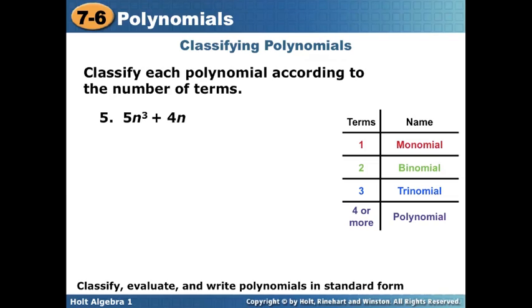Example number 5. Write on your paper classifying. So when you look back at your notes, you can remember this is where we classified the polynomials. We're going to classify each polynomial according to the number of terms. A term is separated with a plus or a minus sign. So here, for example number 5, we have 5n to the third plus 4n. That gives us 2 terms. So this would be a binomial.